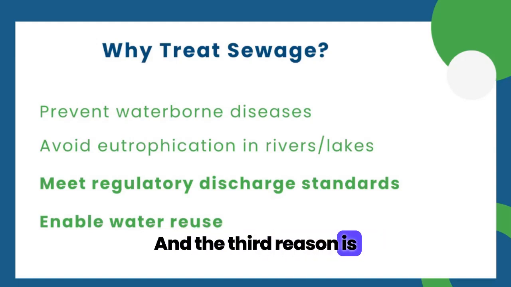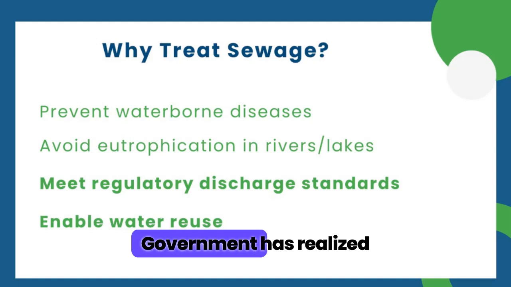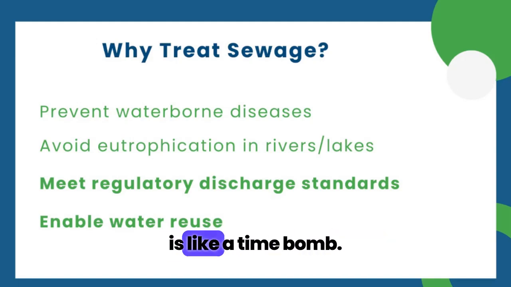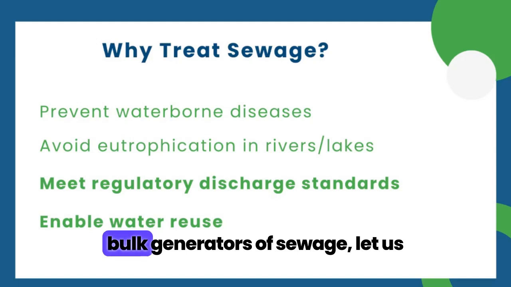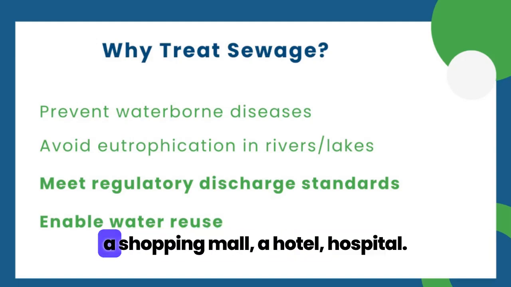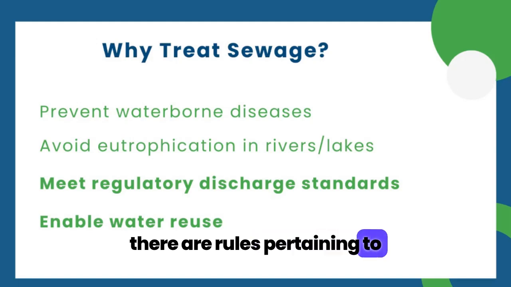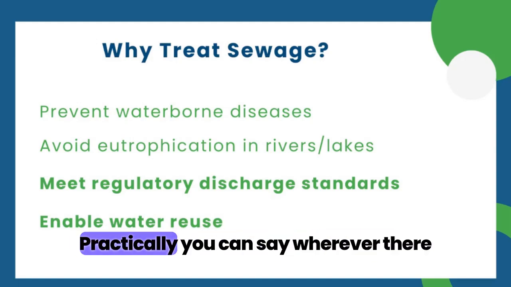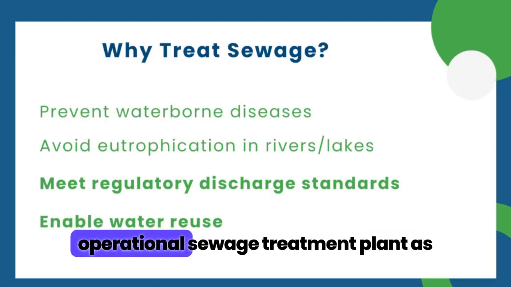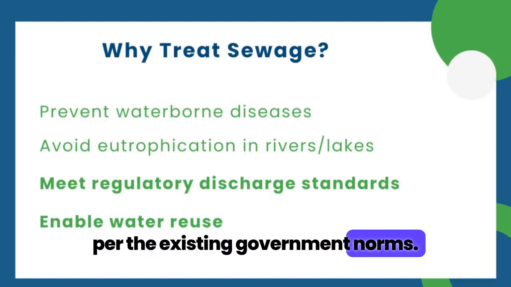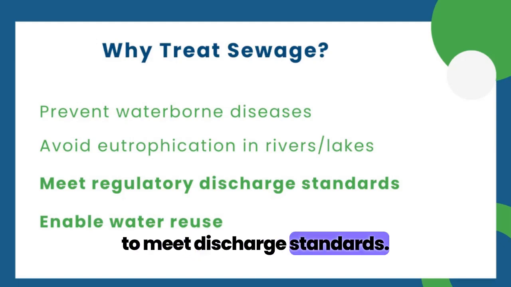And the third reason why we should treat sewage is we have to meet the discharge standards of the government. Government has realized that this untreated sewage is like a time bomb, and they started putting more and more stringent conditions on bulk generators of sewage. Let us say an apartment complex, a shopping mall, a hotel, a hospital. So wherever there are people, there are rules pertaining to treatment and discharge of sewage. Practically, you can say wherever there are 100 people today, that building needs to have a properly designed, operational sewage treatment plant as per the existing government norms. So one of the main reasons why we install sewage treatment plants is to meet discharge standards.